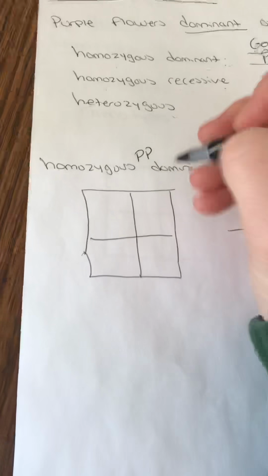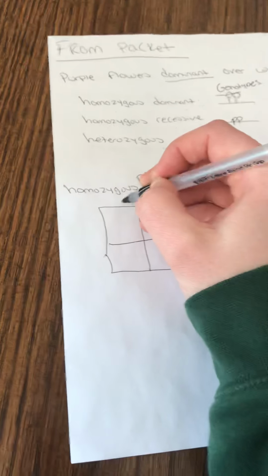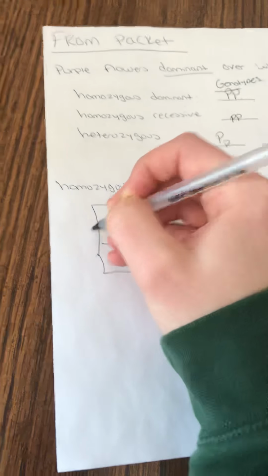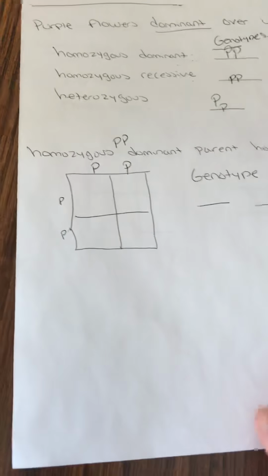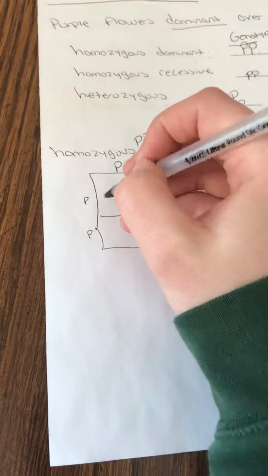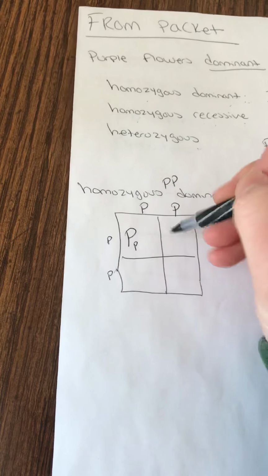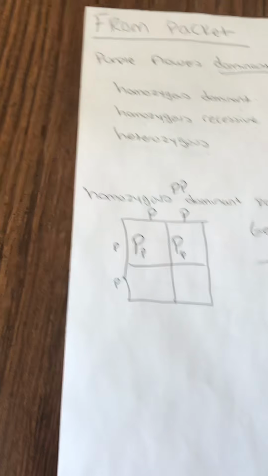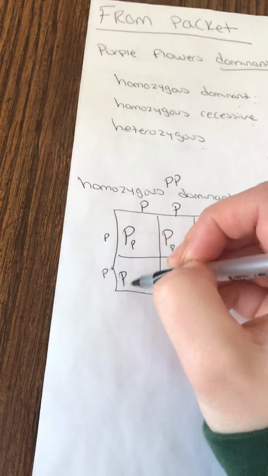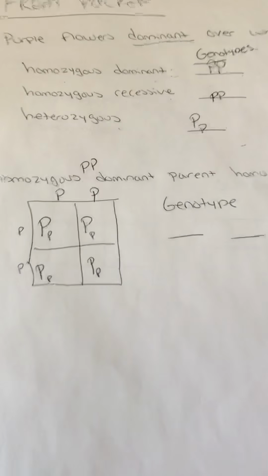So now we're going to make our Punnett square. Remember that parents take up sides, entire sides. So I'm going to put my big P, and then my little p, little p. And then I'm going to complete my square. Once again, coming down and over. Capital letters always go first. Down and over, so we have big P, little p, big P, little p, big P, little p.